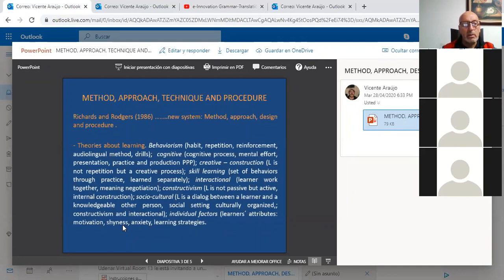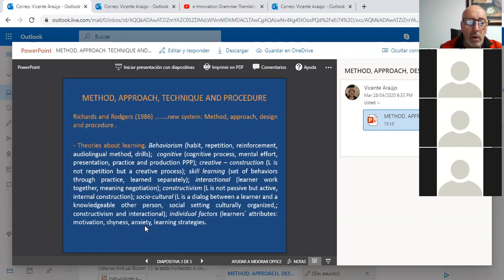Shyness is very important in learning. Some of you might be shy people, so you don't like to speak in front of others. You don't like to talk to an audience. It doesn't mean that you don't know. No, the problem is that you are a shy person. You are a different person. If you're a shy person, you are a different person. That's not bad. Not at all. You're different.